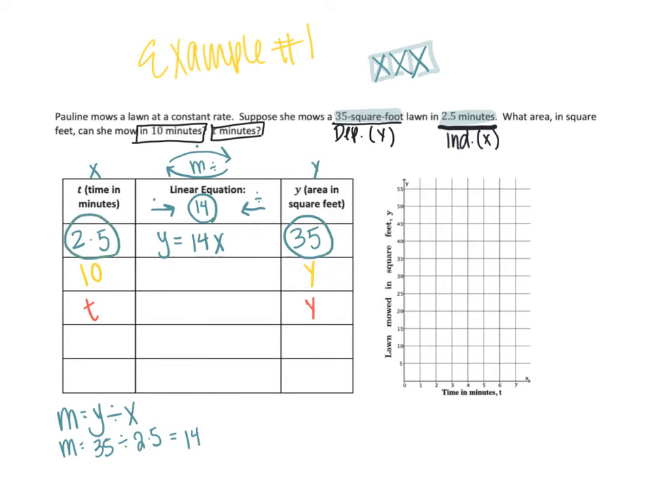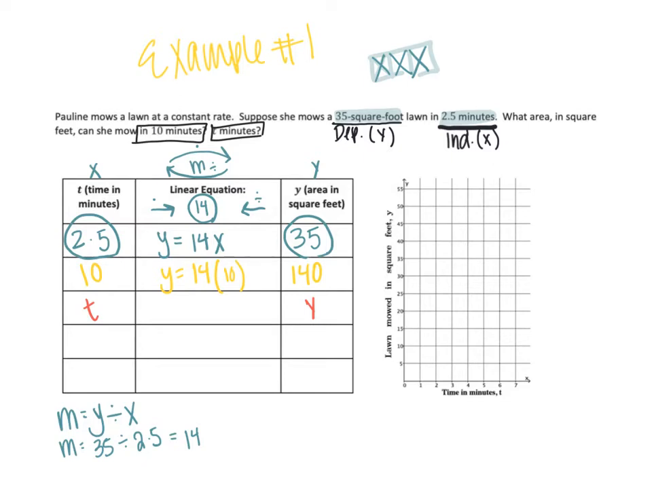So I'm going to do this for each row. So this time I'm going to do y equals 14. What's my x value on this column? 10. 14 times 10 is 140. So in 10 minutes, sorry, they're mowing the grass outside. So in 10 minutes, Pauline can mow 140 square feet.